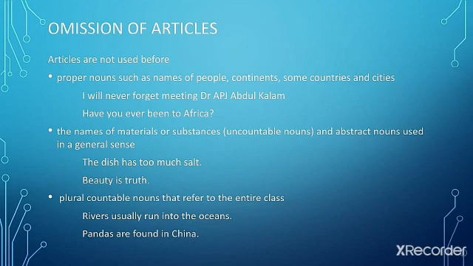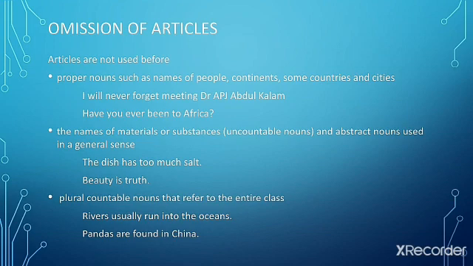Articles are not used before proper nouns such as names of people, continents, some countries and cities. So example, I will never forget meeting Dr. APJ Abdul Kalam. Have you ever been to Africa? So here you cannot say the Dr. APJ Abdul Kalam or the Africa, which is actually wrong. Next, the names of materials or substances and abstract nouns used in a general sense. For example, the dish has too much salt. Beauty is truth.